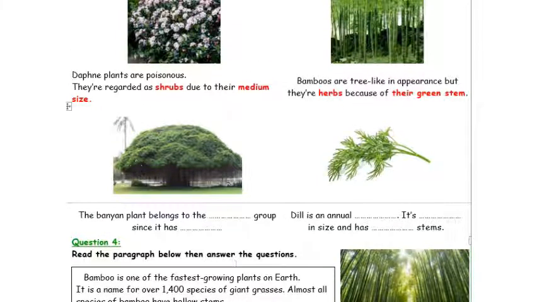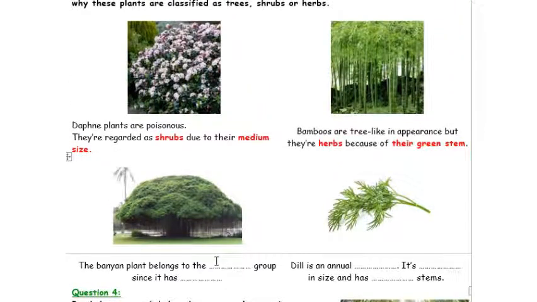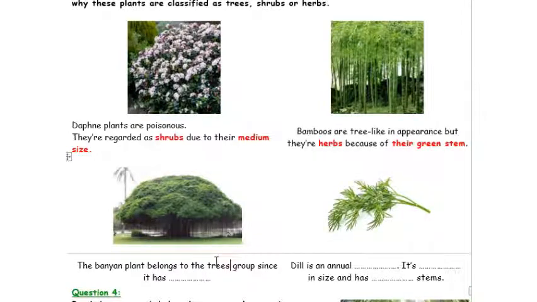The banyan plant belongs to which group? It is large in size. The stem or the trunk isn't so clear, but we can tell that it has a trunk. So it belongs to the trees group since it has a thick, woody trunk. Or you can write since it has a very large size. Both are right. Both answers are correct.